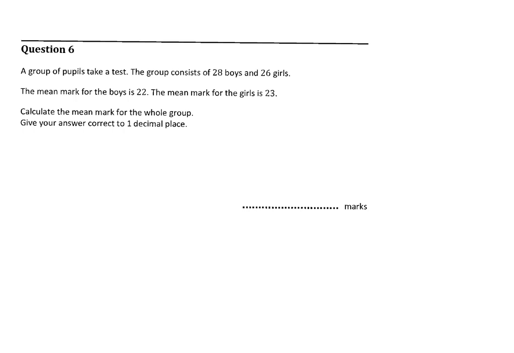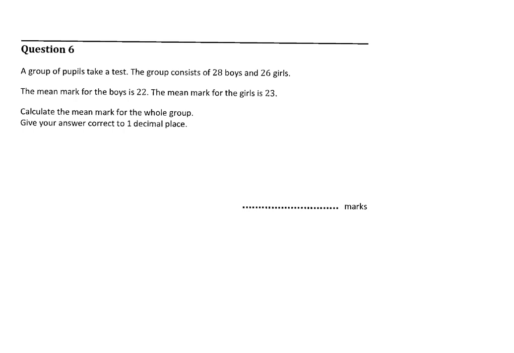Now, the group sizes are different. One is 28, one is 26. So what you cannot do is just add the two means and divide by 2. That does not work because the group sizes are different. There's a heavier weighting for the boys than for the girls.